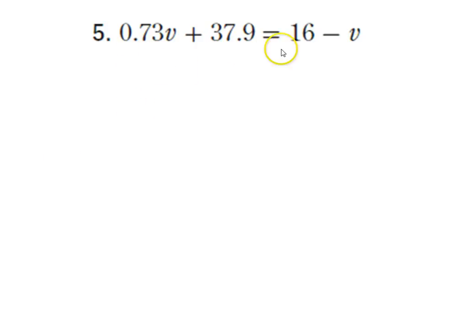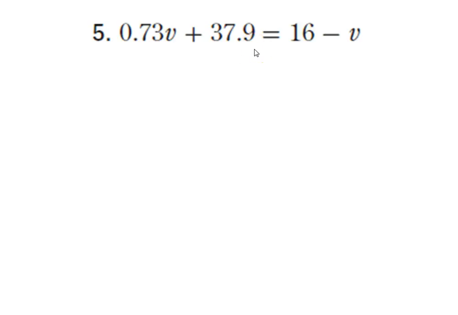I have the problem on the screen here. We have 0.73v plus 37.9 is equal to 16 minus v. And our goal here, what they're asking us to do, is find out what is the value of v. So we have to solve for v.